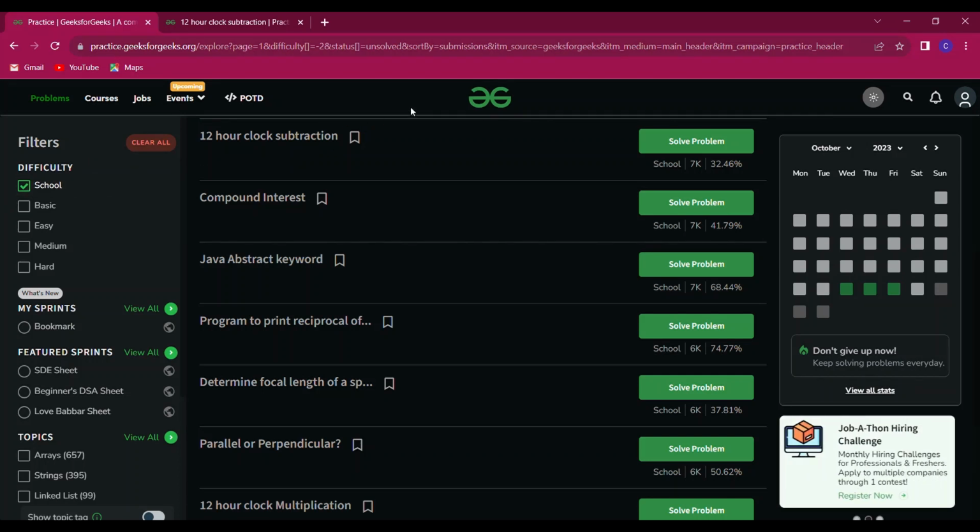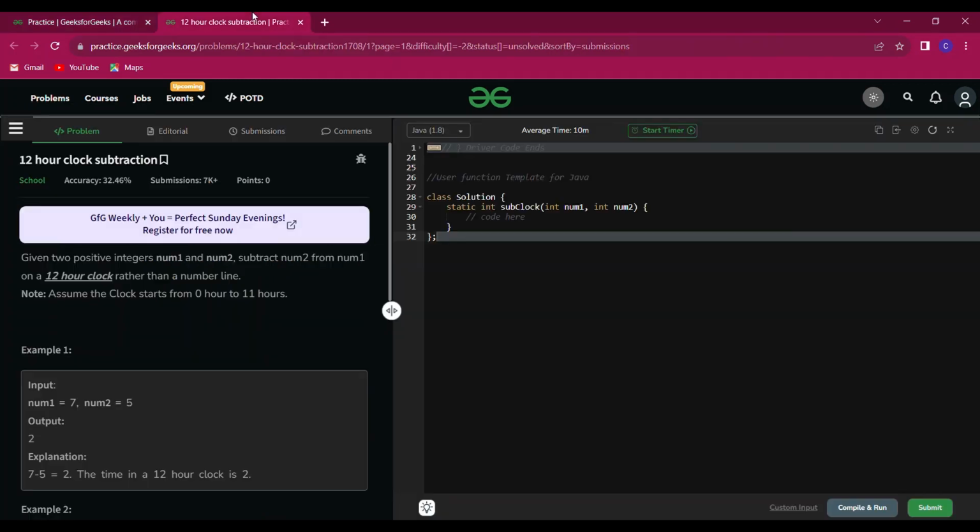Today's problem is 12-hour clock subtraction. So now open this question. Given two positive integers num1 and num2, subtract num1 from num2 on a 12 hour clock rather than a number line. Note, assume the clock starts from 0 to 11 hour.